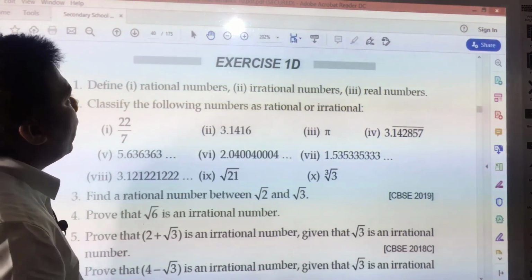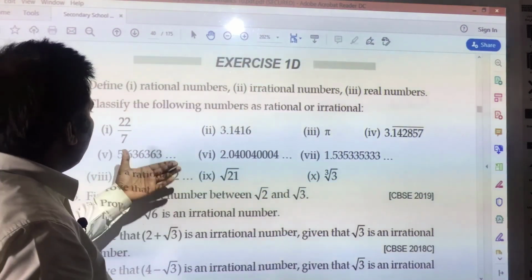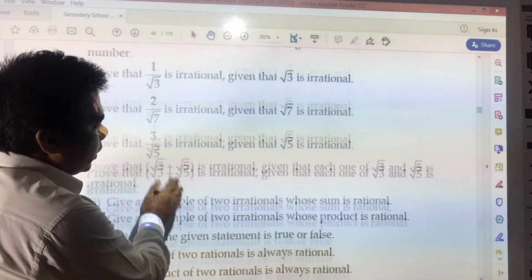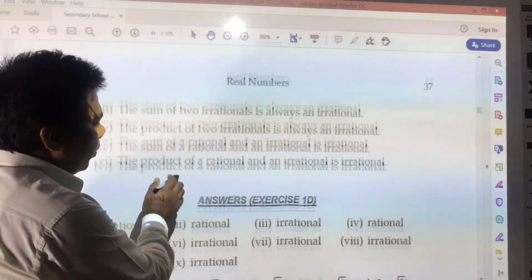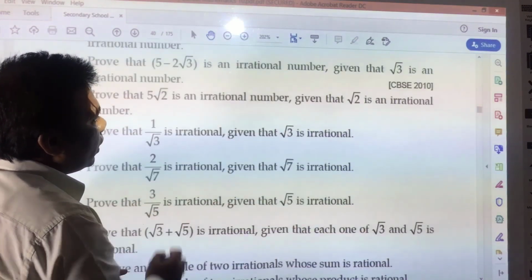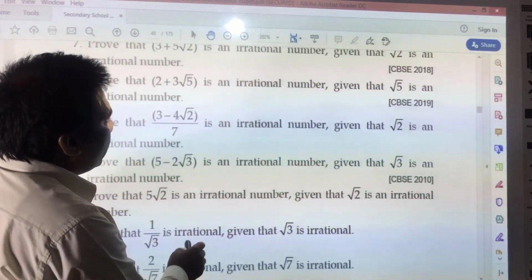Later you have exercise 1D. In this, I think all the things have already been discussed in the solved examples. I do not think you will have any problem; just go through it and try to complete each and every question. If you have a doubt in any question, then we will see later.